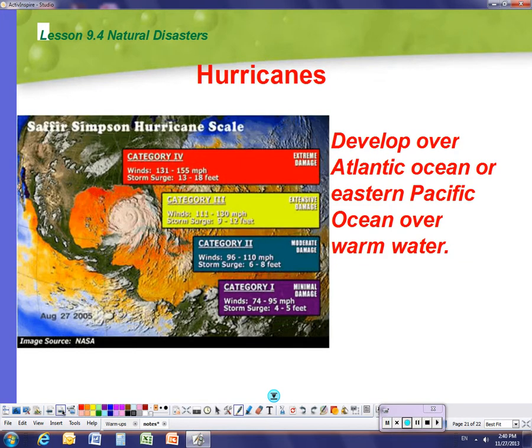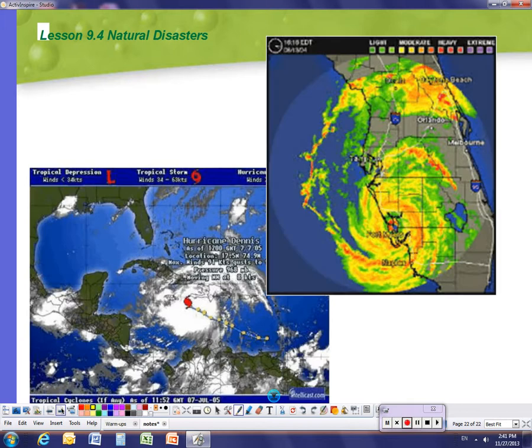All right, hurricanes. They develop over the Atlantic Ocean or Eastern Pacific Ocean and over warm water. This is what defines a hurricane. That's the definition of a hurricane. And then you have the Saffir-Simpson hurricane scale. This actually will tell us how devastating a hurricane can be. So we have category 1, 2, 3, and 4. There's only 4 categories for this one. It talks about the winds, and it also talks of storm surge. What that means is the waves that occur, because hurricanes, once they hit land, they usually die out.